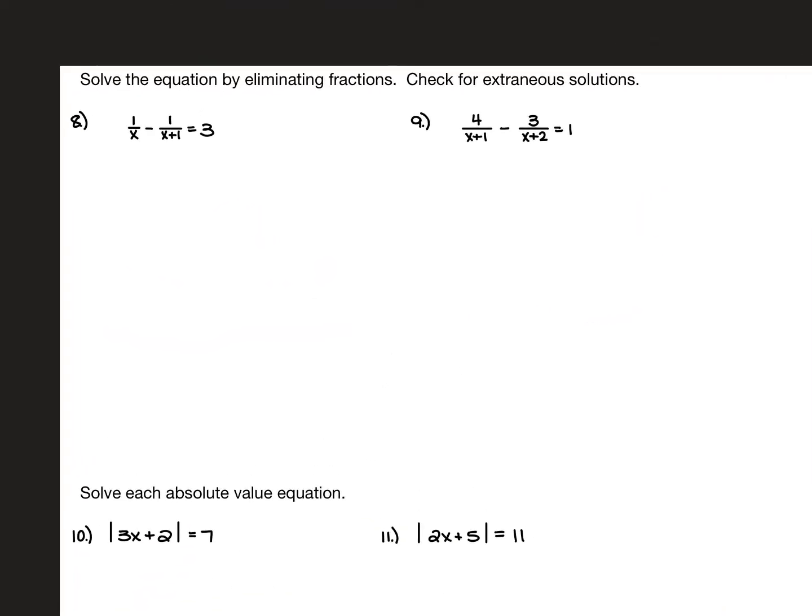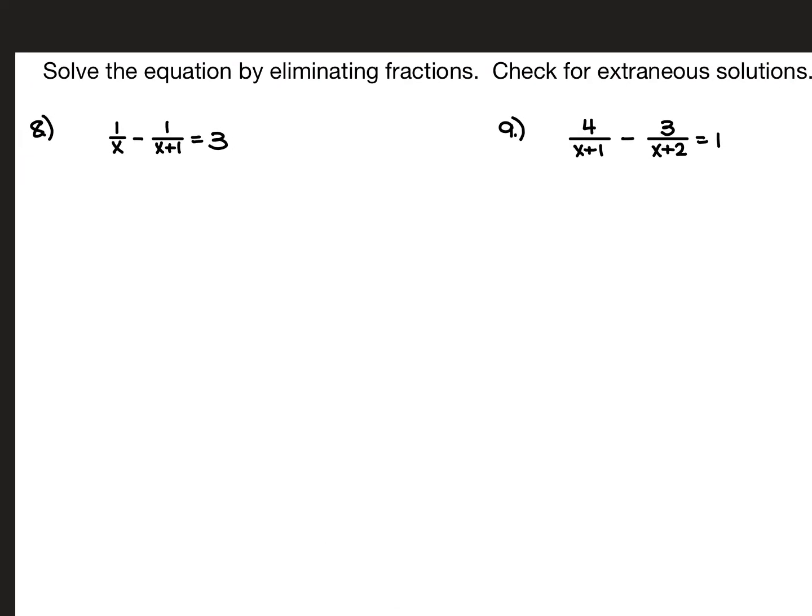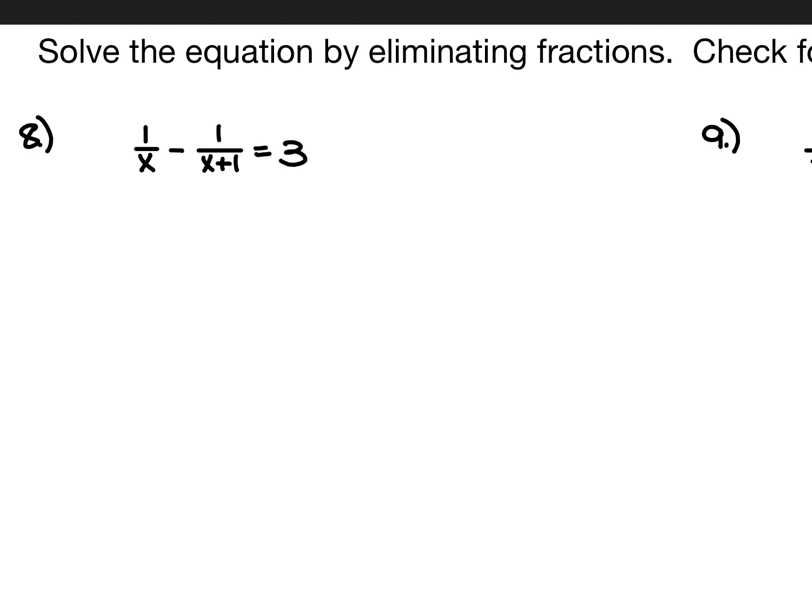For number 8, you are solving the equation by eliminating fractions and checking for extraneous solutions. You have 1 over x minus 1 over x plus 1 is equal to 3. For this one, your least common denominator is x times x plus 1. I'm going to multiply everything by our least common denominator.